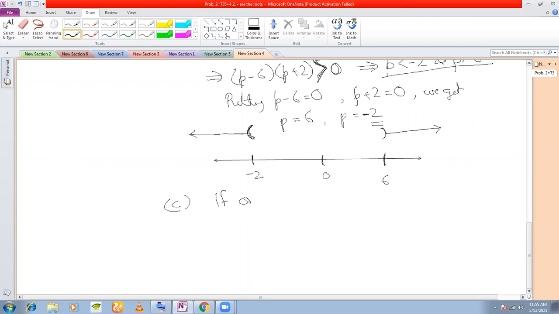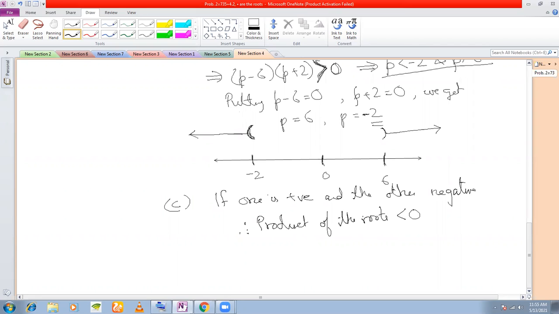If one root is positive and the other negative, therefore the product of the roots must be negative. I cannot say the sum of the roots must be negative or positive, that I cannot say, but definitely I can say the product will be negative.